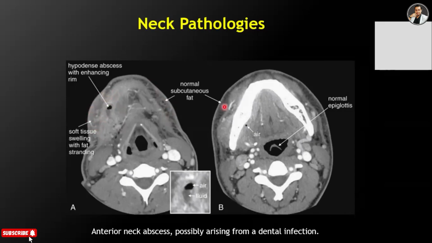So this one is the normal image. And there is subcutaneous fat in the anterior part of the mandible. And there is a normal epiglottis. But there is also an abscess around the mandible. And there is air. Air is seen in the pathology.